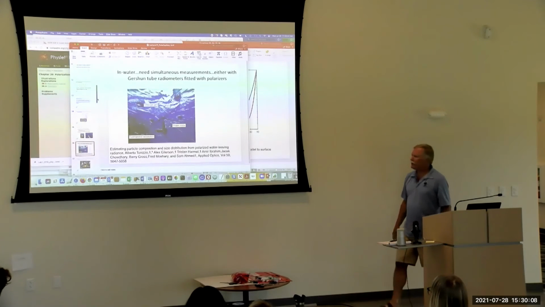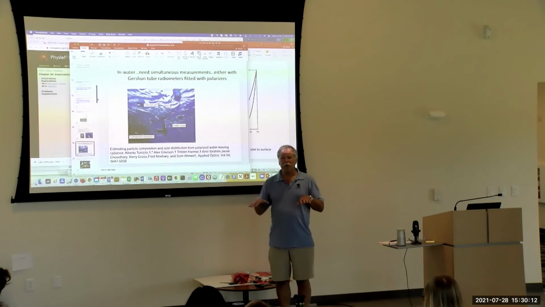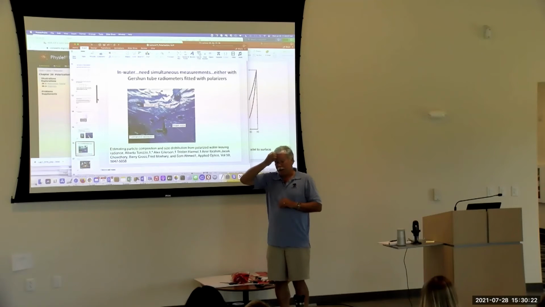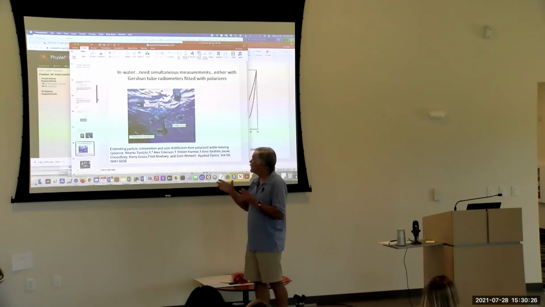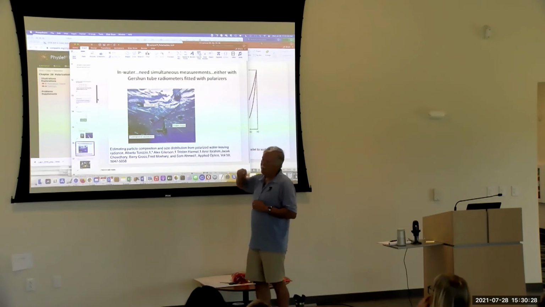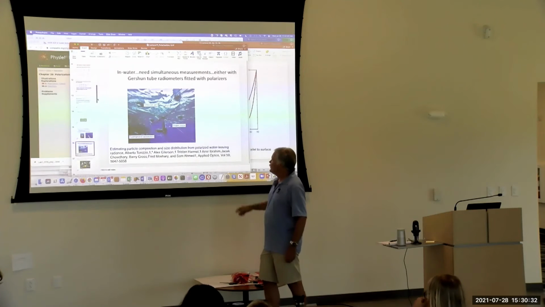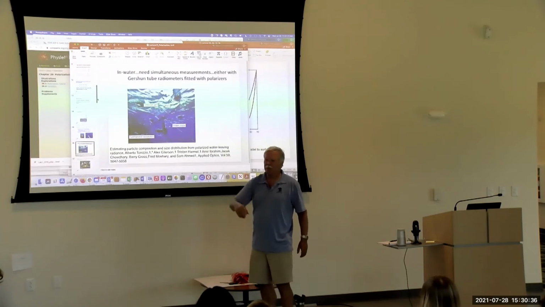To do it in water, there's so much variation in the light field in the water. The sky changes fairly slowly, so within 2 minutes, if you make all your measurements, you probably can combine them and get the Stokes vector. In the water, there's more activity going on, more fluctuations, and so you need to make the measurements simultaneous between the different polarization states.